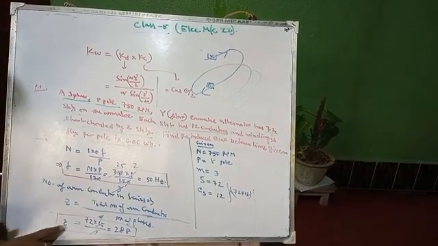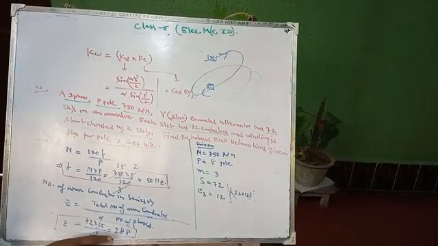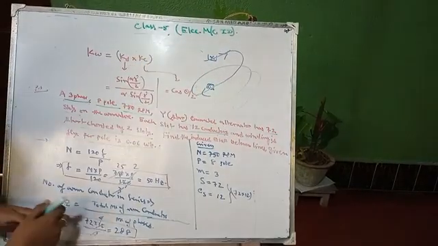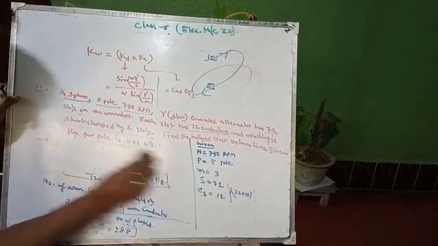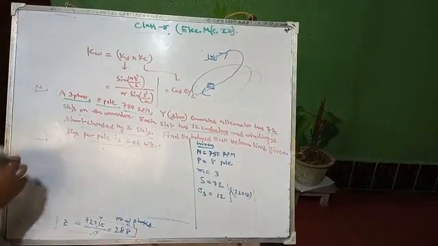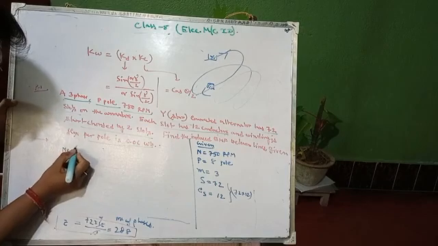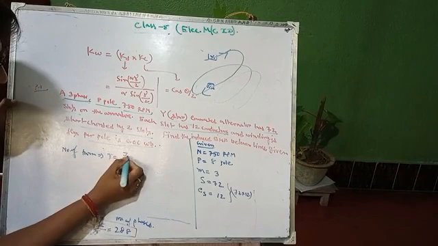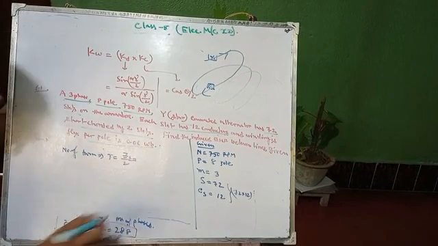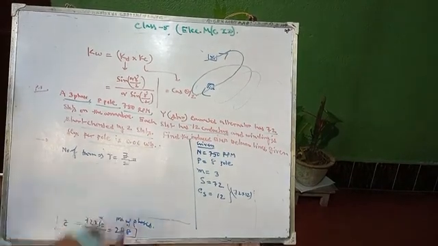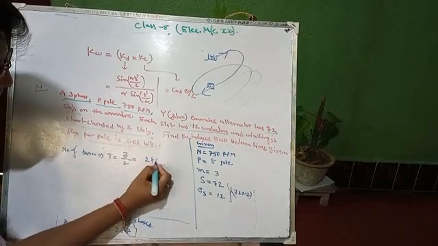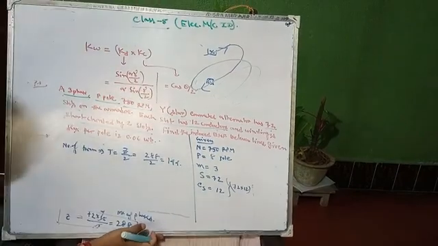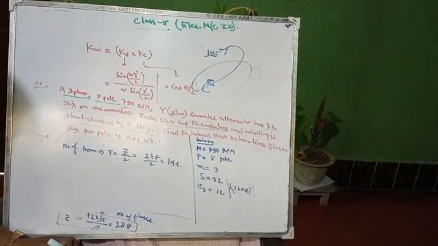If the total number of conductors Z equals 288, then how many turns are there? Two conductors produce each turn. So the number of turns T equals Z by 2. Z is 288 by 2, that is 144. So this is the number of turns.